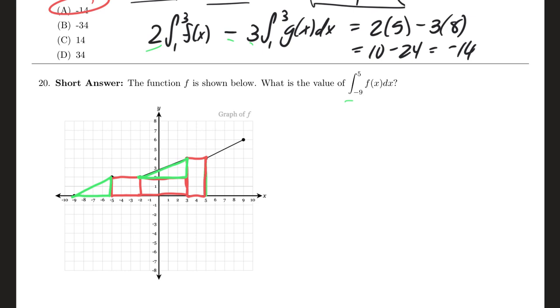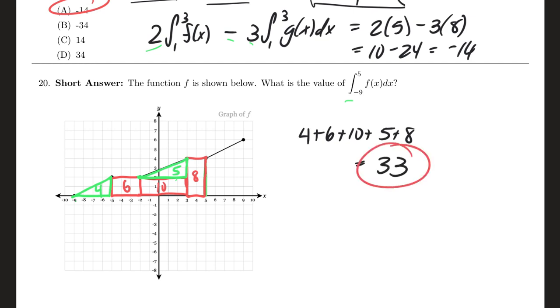This triangle is 1, 2, 3, 4 by 2, so a 4 by 2 triangle has an area of 4. This one is 1, 2, 3, 4, 5, so a 5 by 2 triangle has an area of 5. This rectangle is 3 by 2, which is 6. This is 2 by 5, which is 10. This is 2 by 4, which is 8. Now I just add up all these numbers. Let's see, 20, 25, 33. And that's our final answer.